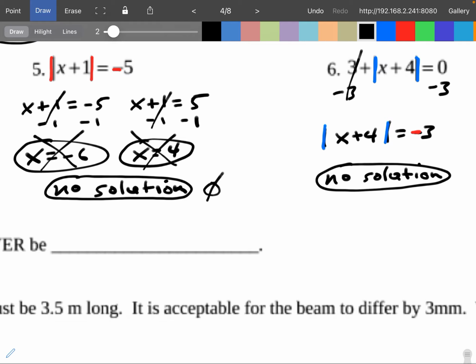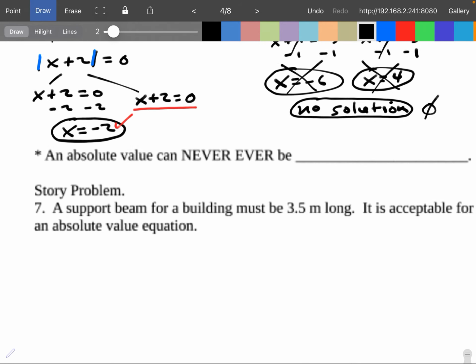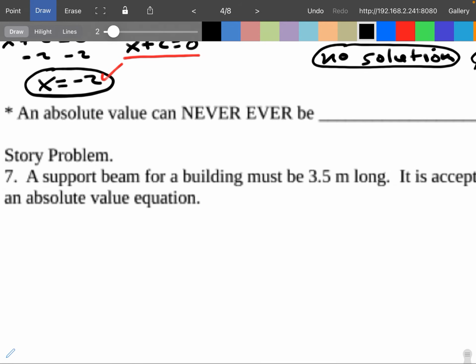But if you didn't notice it and you went and worked out the whole problem, you'd find that of the 2 solutions you got, neither one of them works. All right, so then we just got one to go, right? And we got to fill in this blank right here too. This blank says an absolute value can never ever be negative. Good.